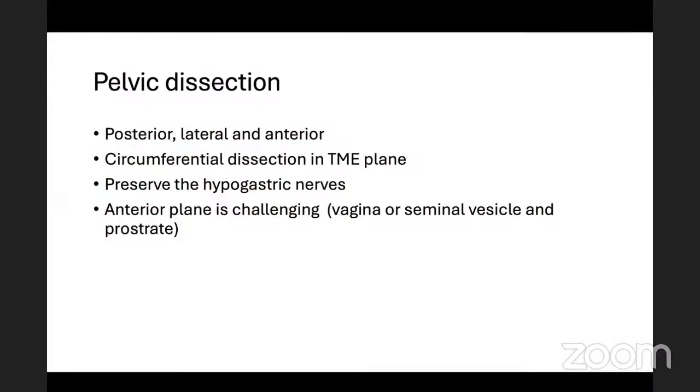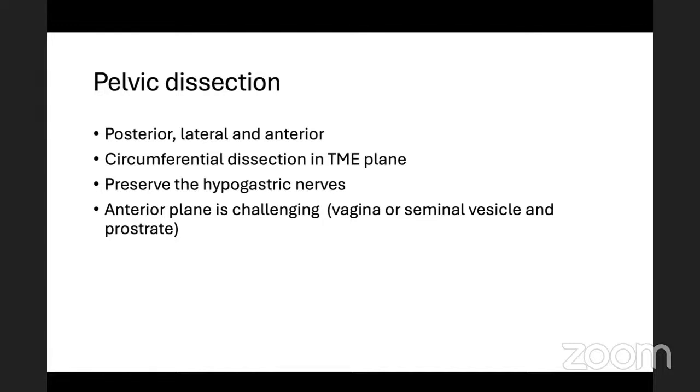So once we've done that, then we concentrate on the pelvis. The pelvic dissection, the order of dissection is posterior first, lateral next, and anterior last. Anterior is the most tricky. Posterior tends to be easier. And if we go in this particular fashion, the TME becomes slightly easier. It's circumferential dissection in the TME plane.